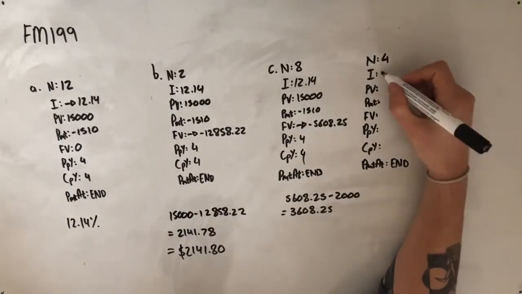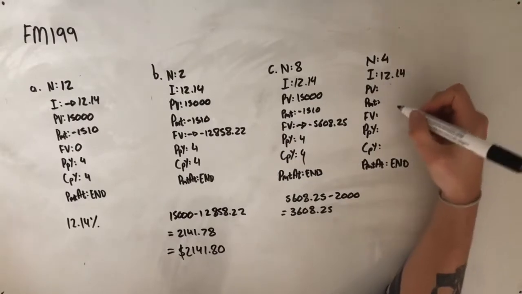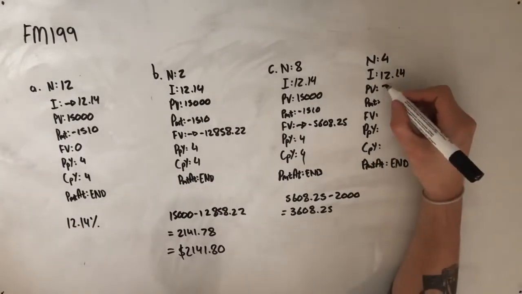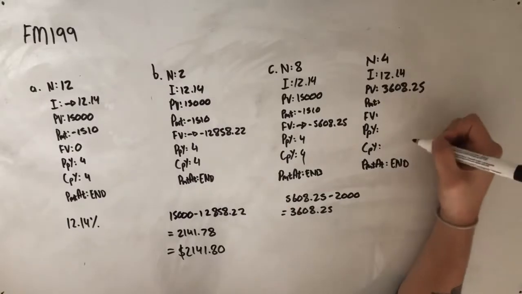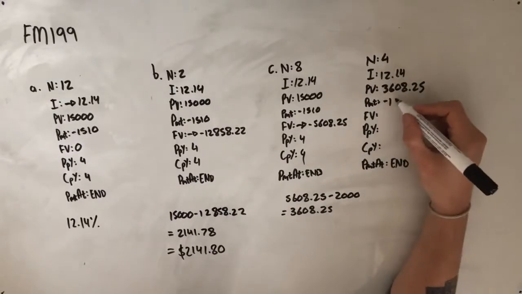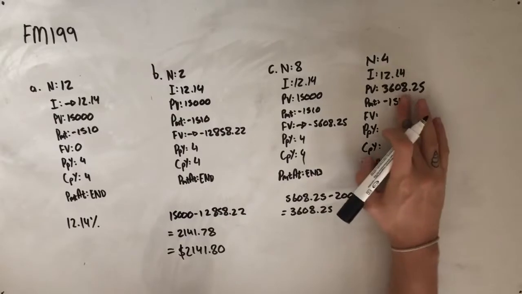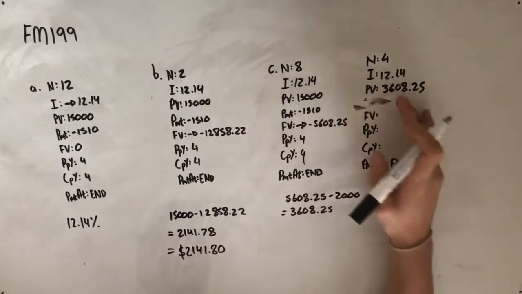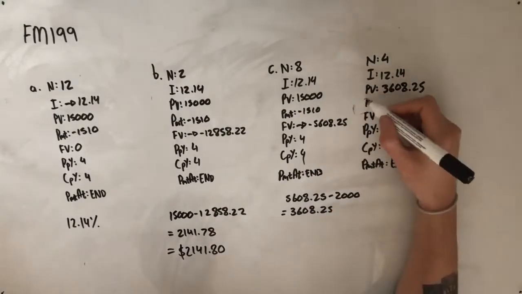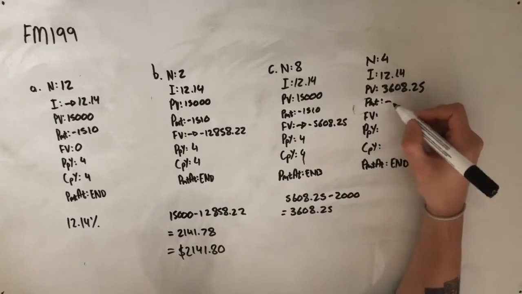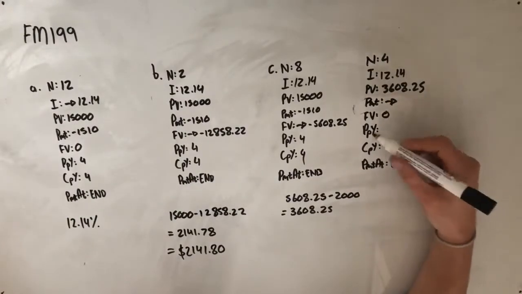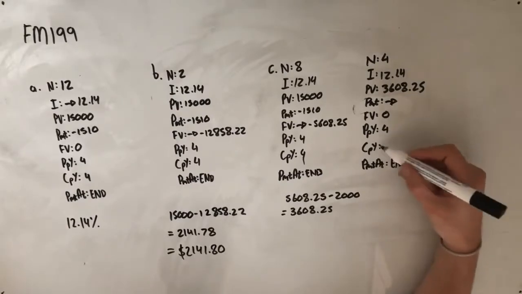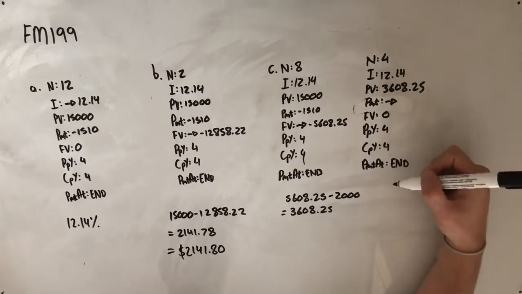So when we look at the final year's worth of payments, first of all, we know there's going to be 4 payments, still at 12.14%. The present value, however, is going to be 3,608.25. We're going to be calculating for a new payment amount. That's what we're trying to find here. Our future value is going to be 0. Our payments per year is going to be 4, and compounds per year is going to be 4.